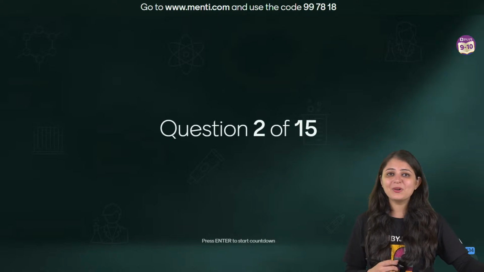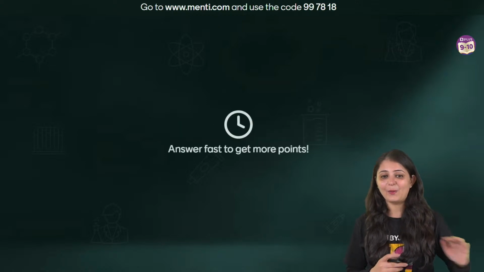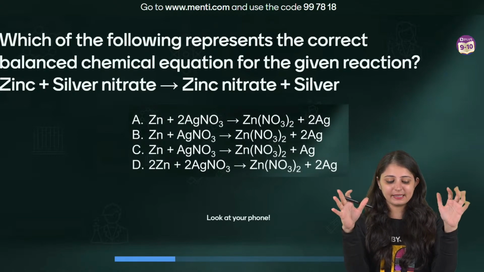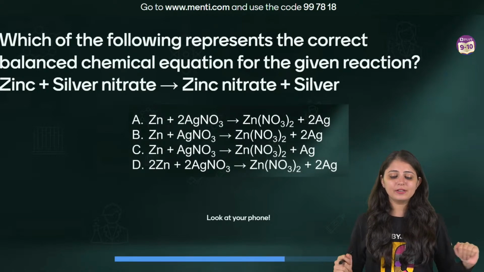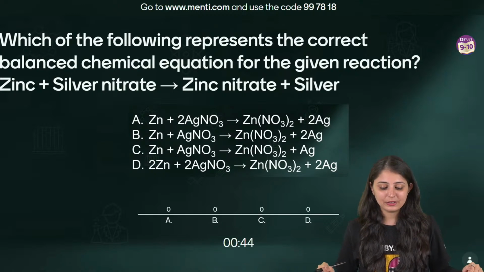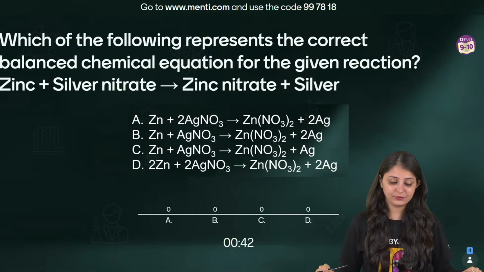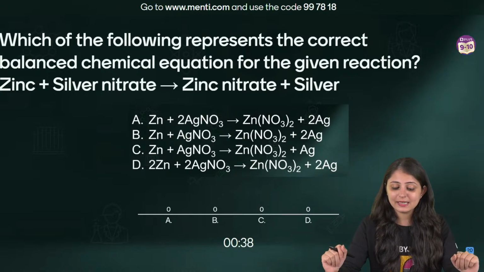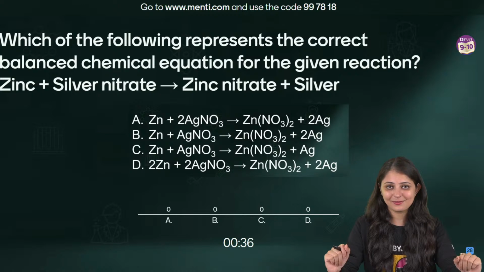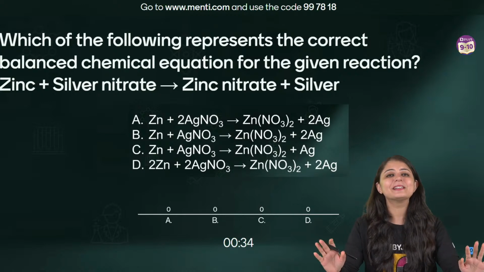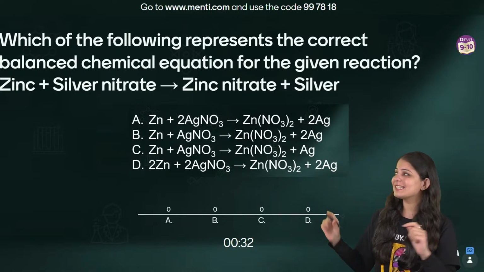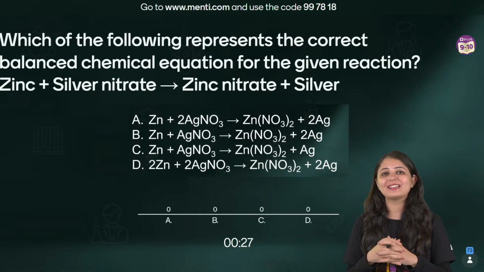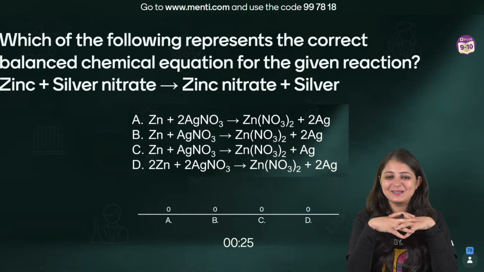Alright, question 2 on your screens. Now, let's see what's question number 2. I want 70 of you to at least get this one right. Which of the following represents the correct balanced chemical equation for the given reaction? You've got zinc that's reacting with silver nitrate to give you zinc nitrate plus silver. मजेदार क्वेश्चन है. I think this question already has the answer hidden in it. आपको equation भी given है. All you have to check is the number of atoms of every element.